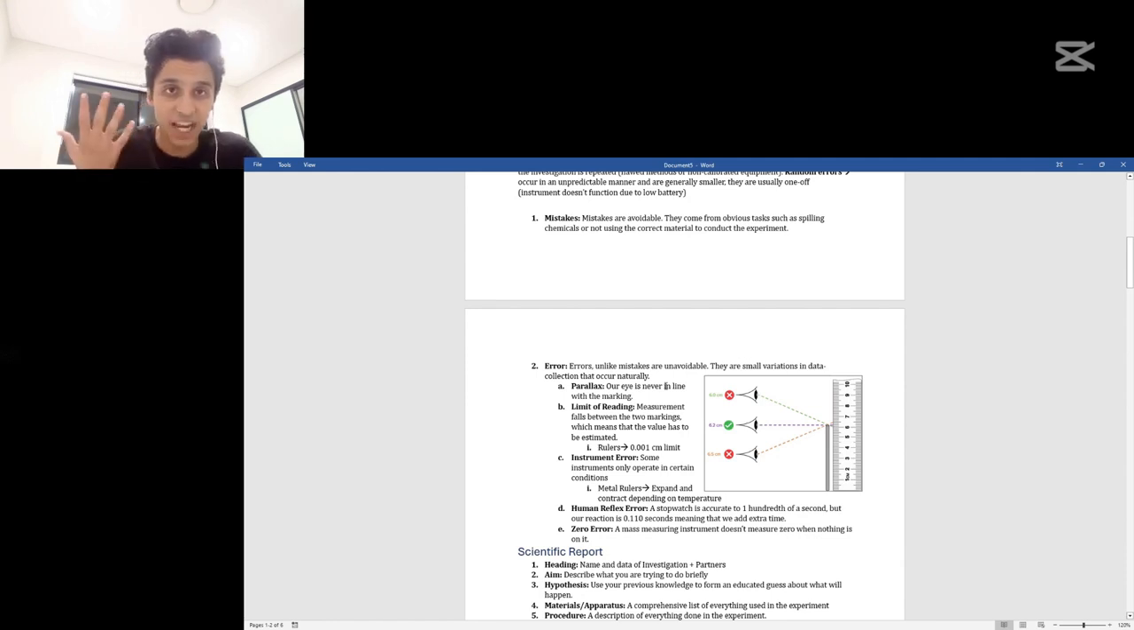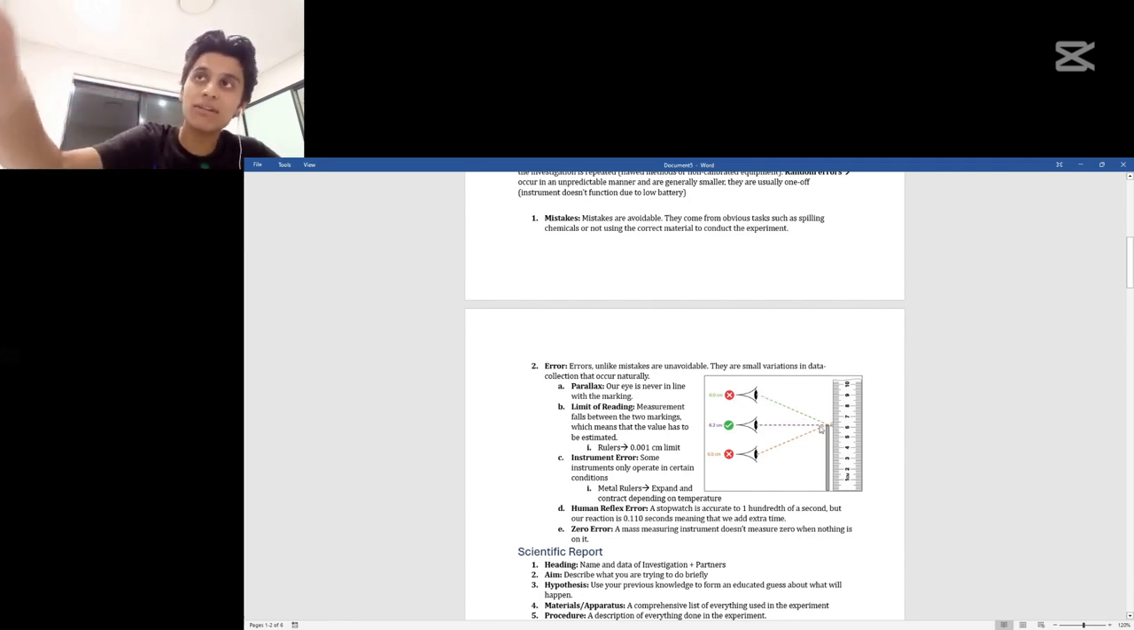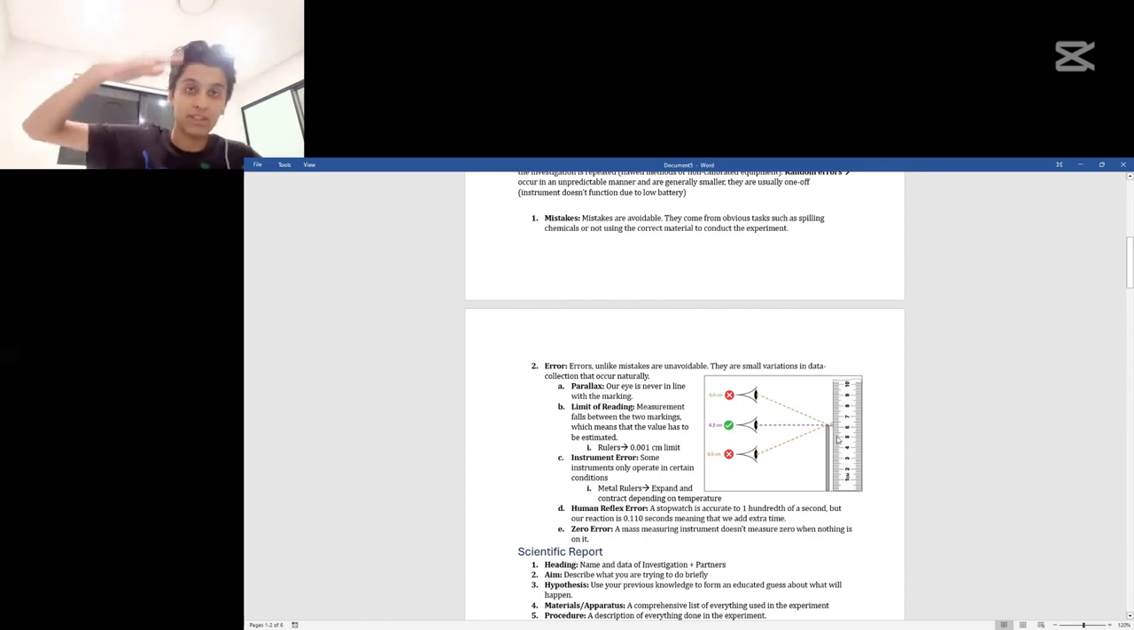So let's look at the 5 key types of errors. The first is parallax. Parallax is when our eye is never in line with the marking. As you can see in this example, when you look at it at a right angle with the thing that you're measuring, this rod in this case, we get a measurement of 6.2 centimeters. Now let's say you're looking at it at an angle from the top. So you're going down, and you look at the rod and you go even further down because you're looking at it from an angle. And so when you look at something like this, this is the measurement you get.